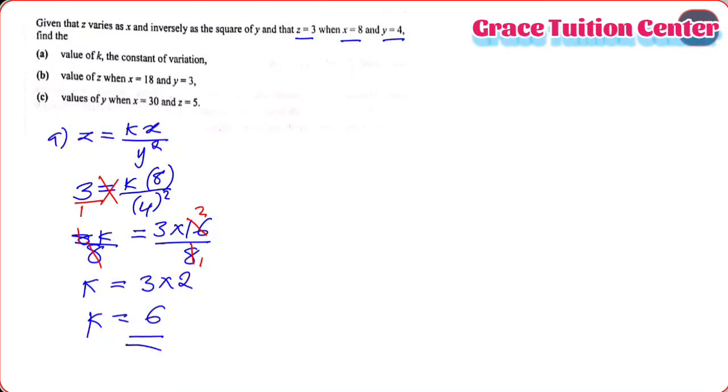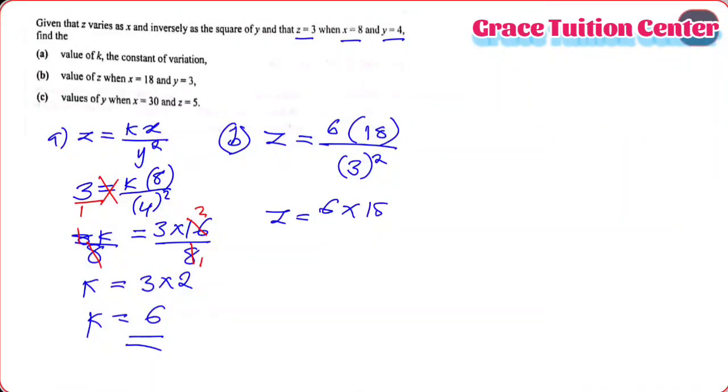As easy as that. The next question, question B, says find the value of z when x is 18 and y is 3. So z is equal to, where there's k, I put 6. Where there's x, I put 18. There. Over y squared. We're told that y is 3. So I'll put 3 squared down there.